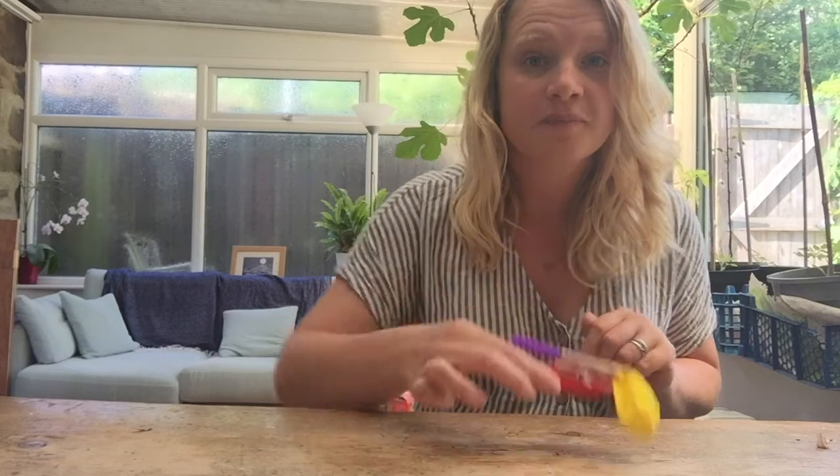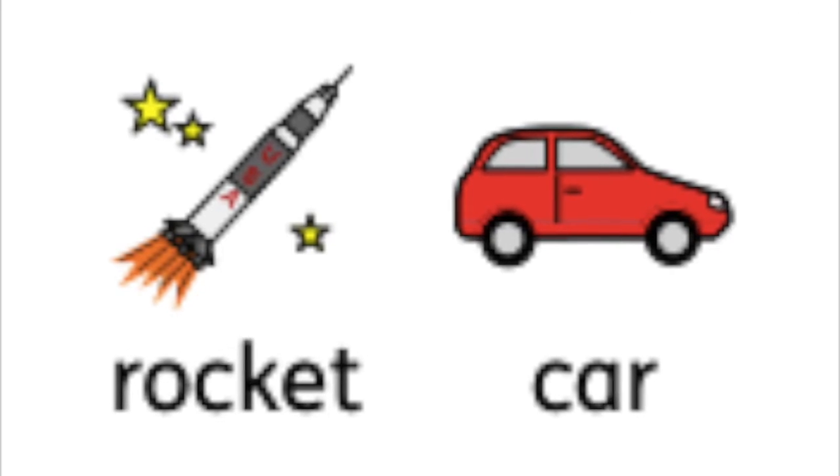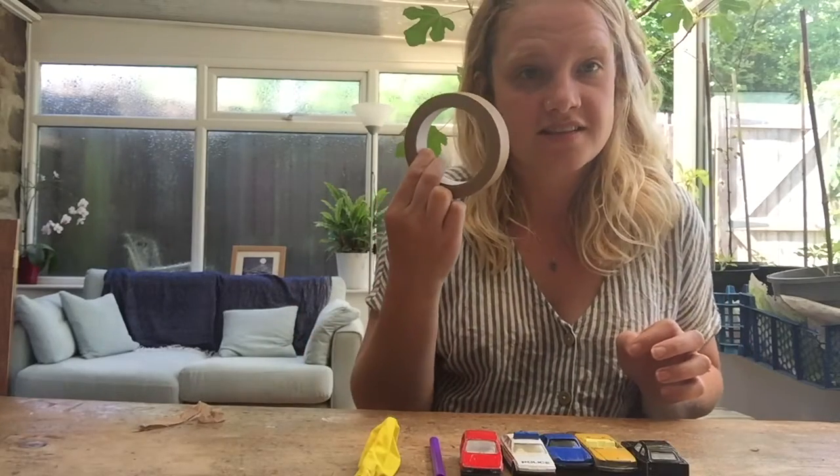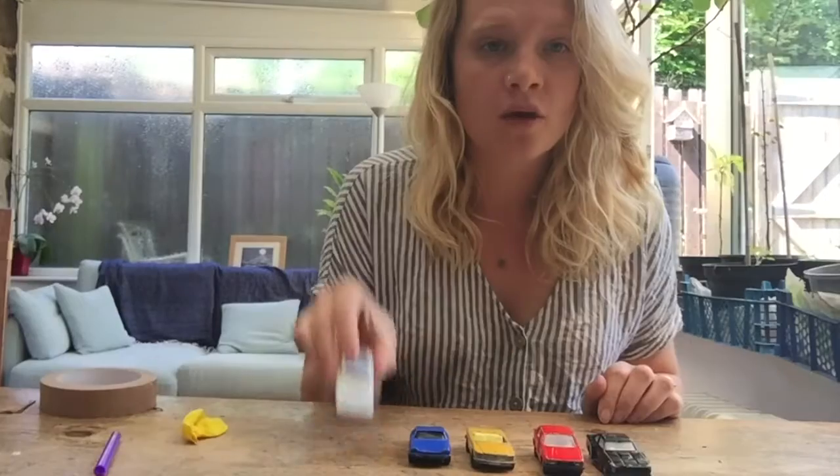Hello Beech class. Today we're going to make a balloon rocket car. Shall we see what you'll need? You will need some sellotape, a straw, a balloon and some toy cars.